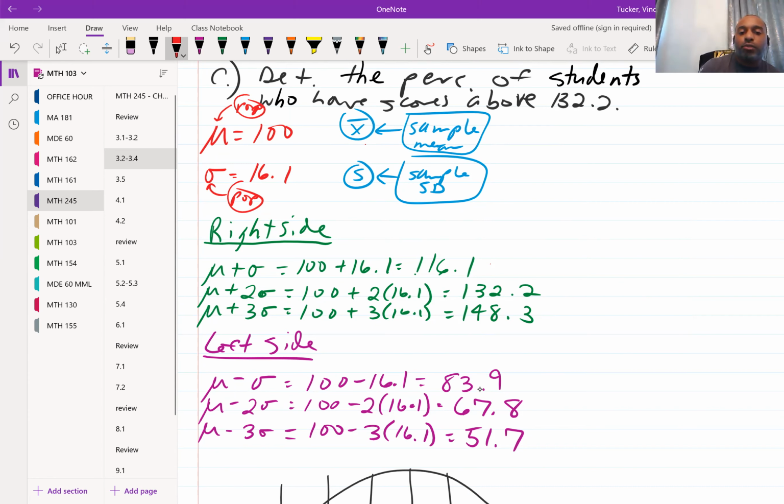And then on the left, you subtract the standard deviation 3 times. So subtract the 16.1 gives you 83.9. Subtract 16.1 again gives you 67.8. And then the last one, 51.7 when you subtract 16.1 a third time.